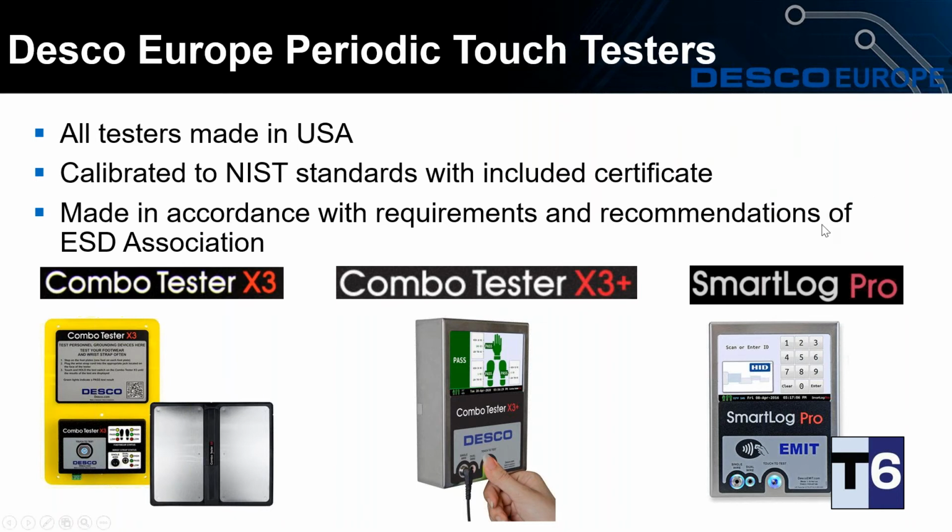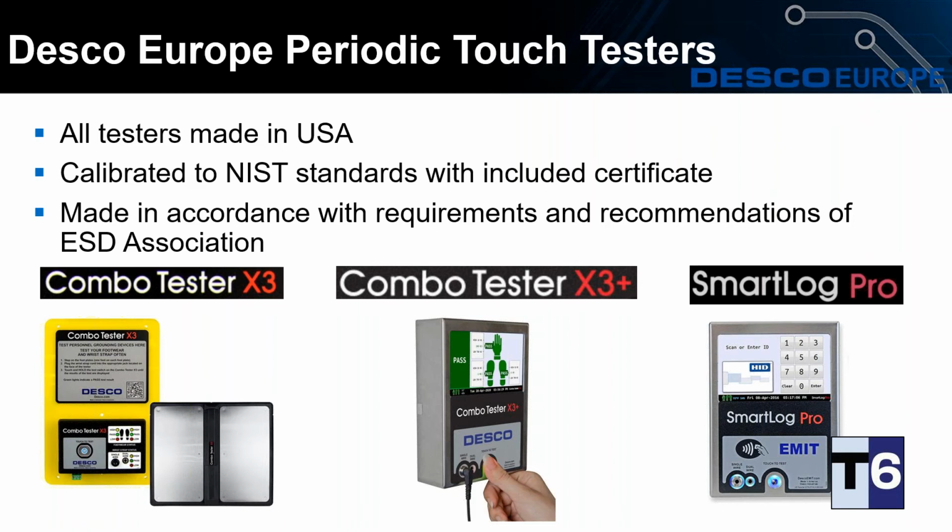Now we'll move on to the Combo Tester X3 Plus, and in addition to the features of the X3, there's a 5-inch coloured touchscreen display, which allows for improved results displayed to the operators, including resistance measurements rather than the pass-fail test results, fail high, fail low, and a pass. And this also displays the temperature and relative humidity in the facility. Test limits are selectable within the X3 Plus software as well.